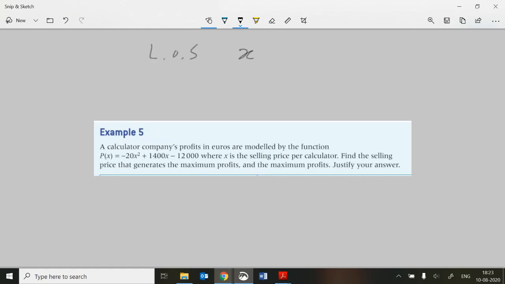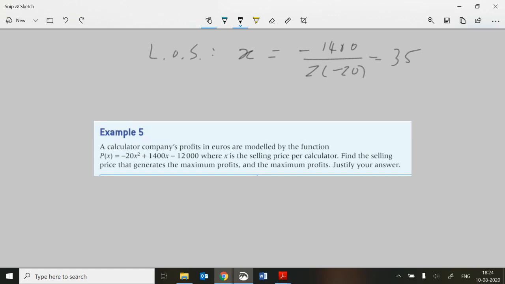Or maybe we can say that the line of symmetry is x equals minus b divided by 2a, so minus 1400 divided by 2 lots of minus 20. What's that? We've got 1400 divided by 40, so 35 there. So that's x equals 35. That's the line of symmetry, so that's the price that we need to charge. I don't know what that is. Maybe it's euros. In fact, it is.